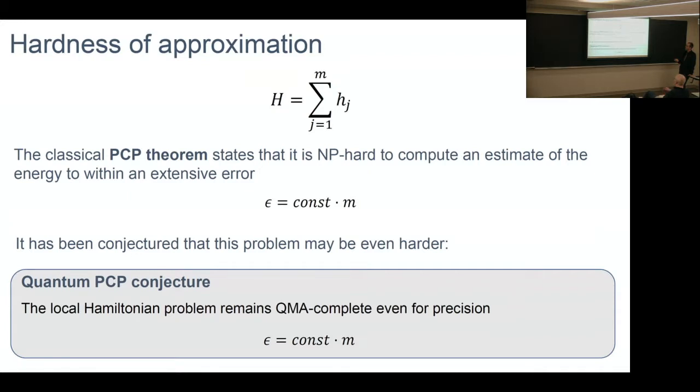It has been conjectured that, in fact, this problem might even be harder, like QMA-hard, but either way, it's, again, sort of bad news. So that's sort of bad news for approximations.